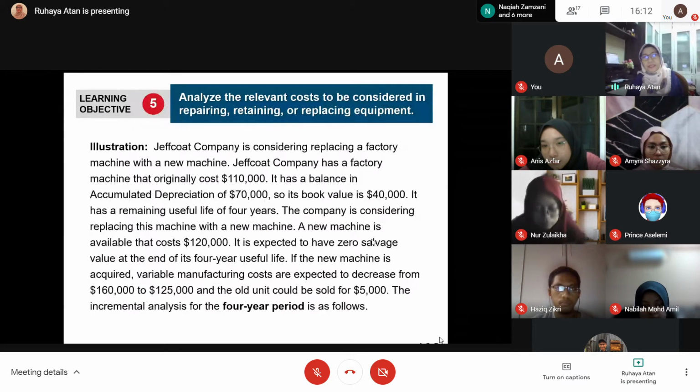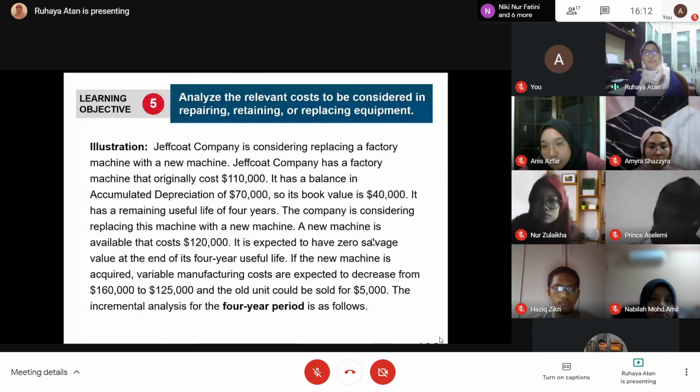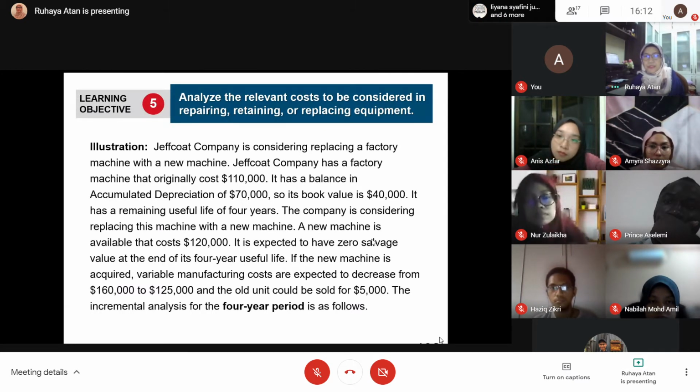Replacing it doesn't mean that you have to replace it with a totally new machine or new equipment. It can be second-hand equipment, as long as you do the incremental analysis and the analysis shows that it brings better value to you. So if you can understand that, let's look at the illustration.